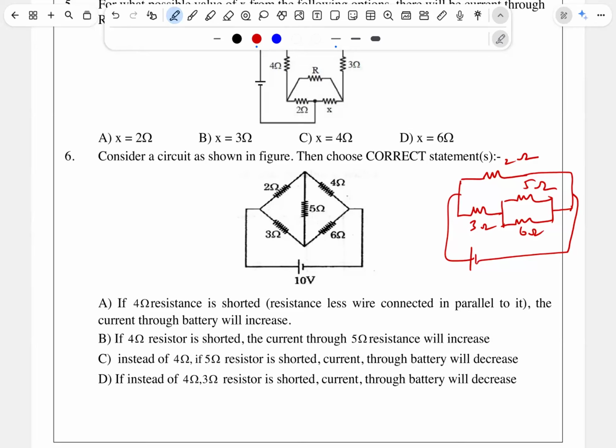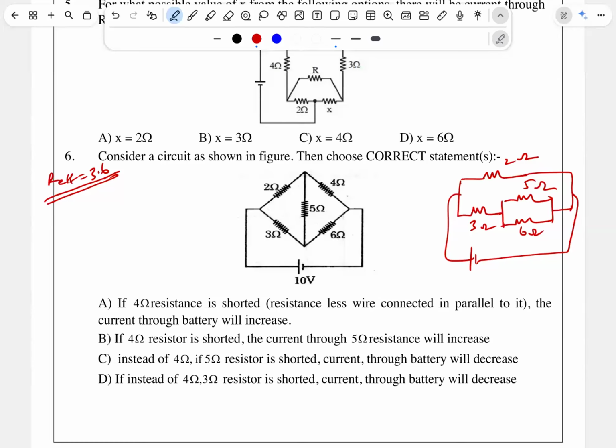What happens to the effective resistance? Now you work. Previously, what was the resistance? 2/3, 4/6. Balanced condition of Wheatstone's bridge. Above is 6, below is 9. 6 and 9 in parallel: 6 into 9 by 6 plus 9. 18/5 is the effective resistance previously, which is 3.6.